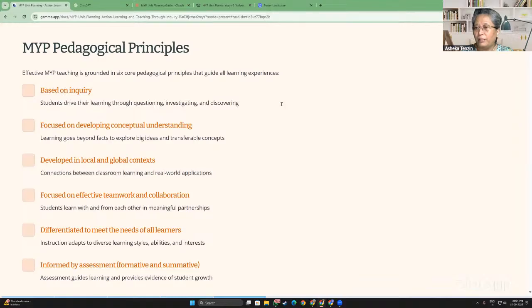So number 1, it has to be based on inquiry. You have to do inquiry based teaching and learning, and therefore students will question, they will investigate, and they will discover things. Second point, your teaching and learning should be focused on developing conceptual understanding. There have to be connections made to big ideas and transferable concepts.